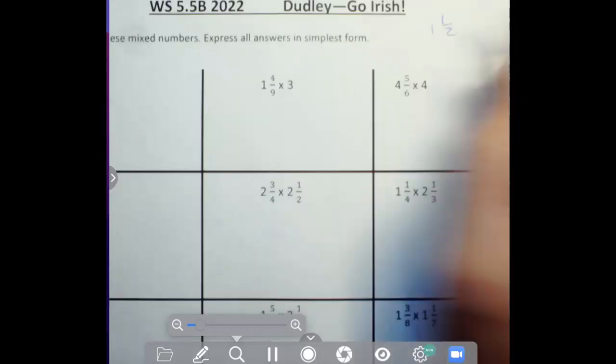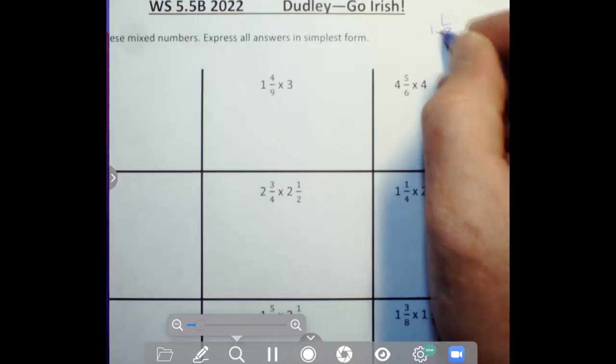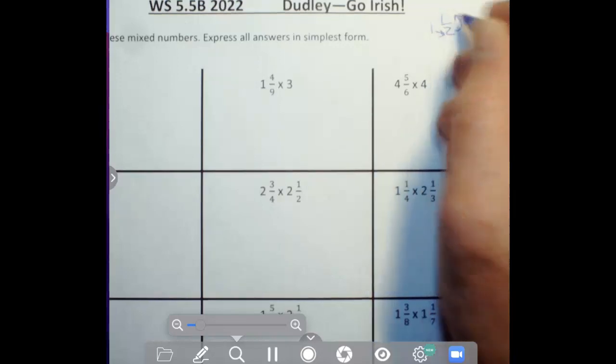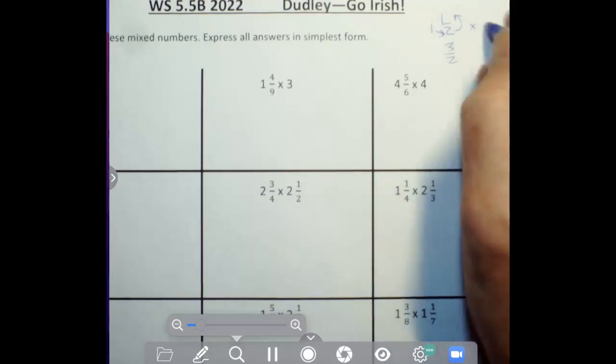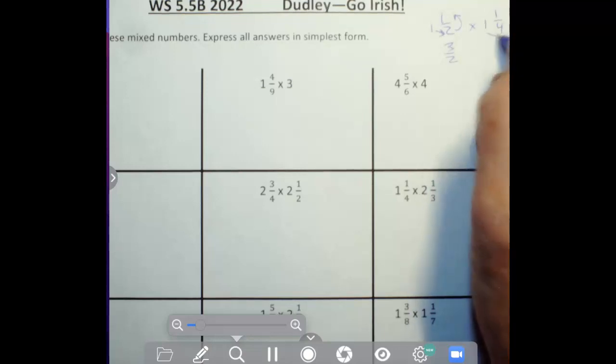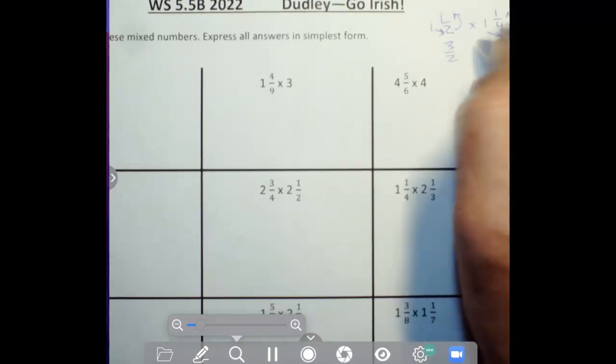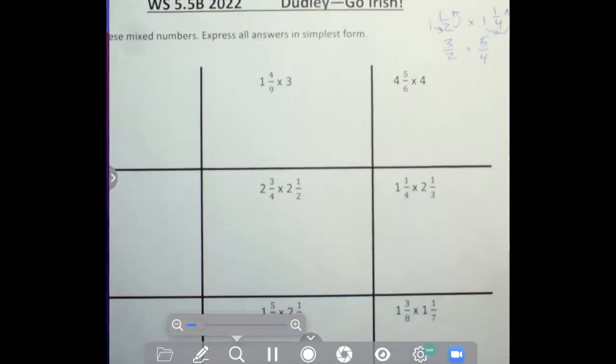1 1/2. Sorry, slide that over. 1 1/2. You have to take 1 times 2 and then add the 1. So 1 times 2 is 2 plus the 1 gives me 3 halves. Let's say we're taking that times 1 and 1/4. 1 times 4 is 4 plus 1 is 5/4. And then you can multiply the numbers straight across.